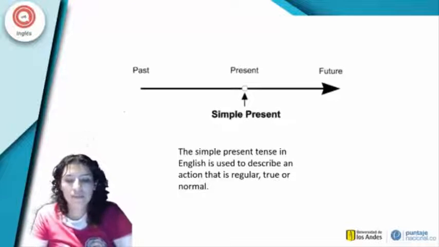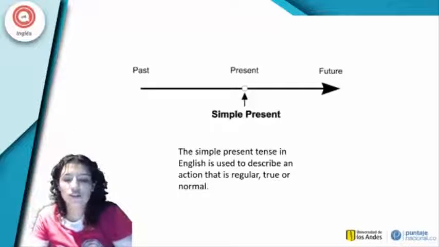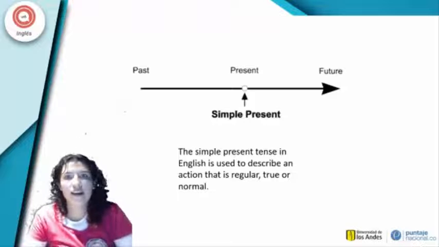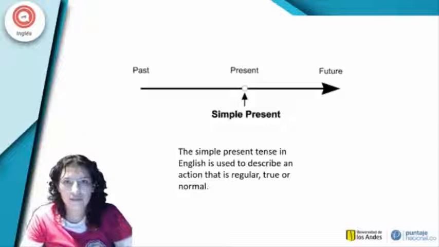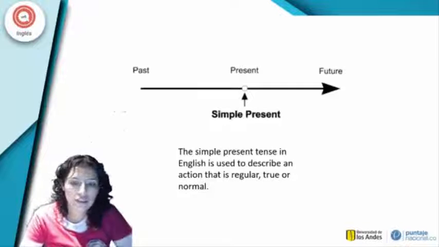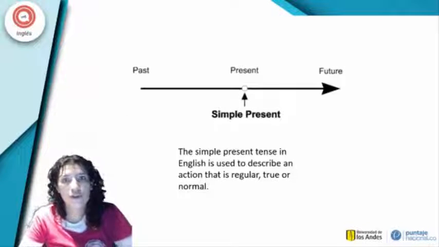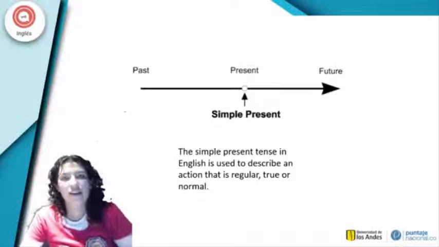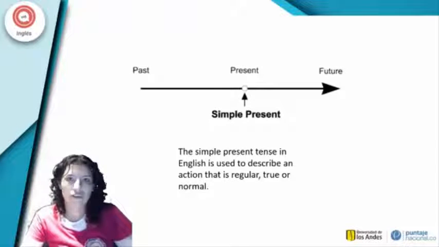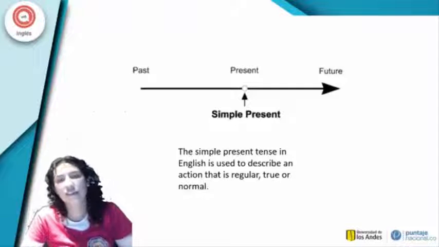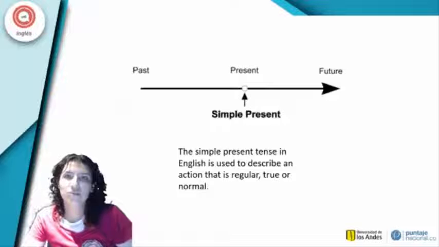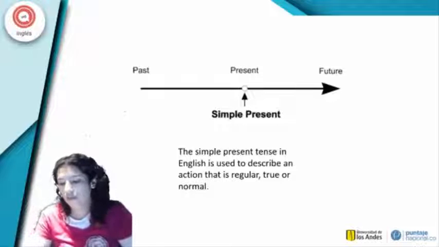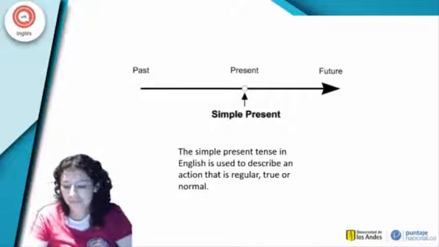So the simple present tense in English is used to describe an action that is regular, true, or normal, okay? So it's very simple. All the things that are regular, for example, your daily routines. Regular, true, for example, a fact. A fact is something that is never going to change. For example, that a dog has 4 legs. It is a fact. And to express those facts, you use present simple. And what is normal is the same, okay?